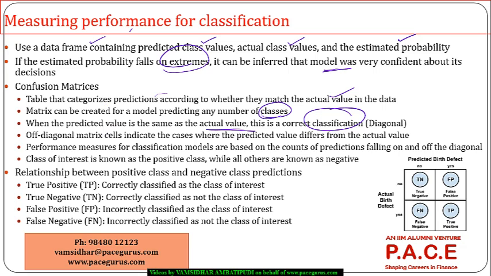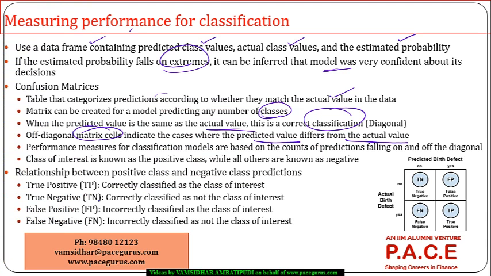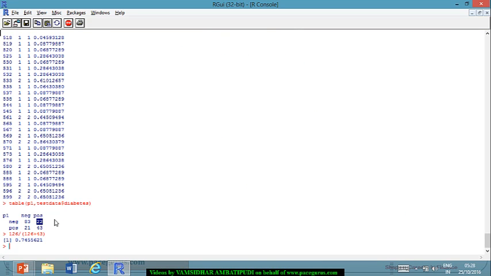Off-diagonal cells, which are not on the diagonal, indicate that the predicted value is different from the actual value. Here the predicted value was that this person is positive for diabetes, whereas the actual value is that they are negative. The same logic here: the model has predicted this person will be negative for diabetes, whereas they are positive in reality. So the performance measures for classification models are based on the counts of predictions falling on the diagonal versus off the diagonal.